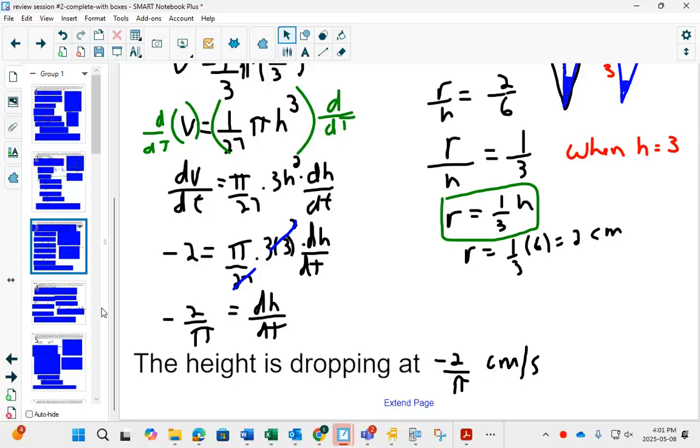I almost feel like they might be fussy in the way that I have the final sentence written. Because dropping at a negative, would that not mean going up? I think they might be nice, because you've got the negative in your answer to show that your height is decreasing. But technically, you wouldn't need the negative there because you have the word dropping.